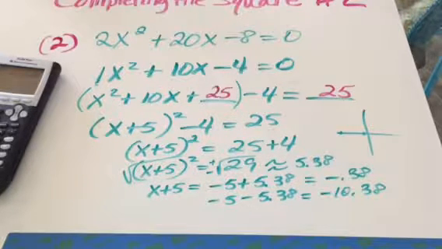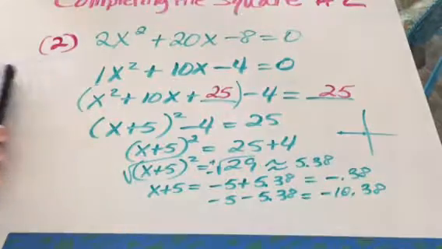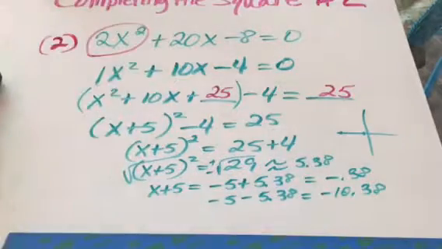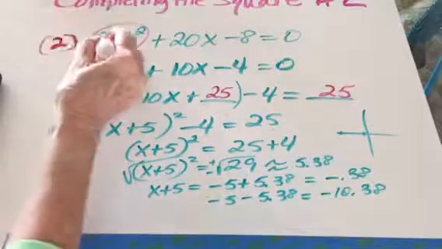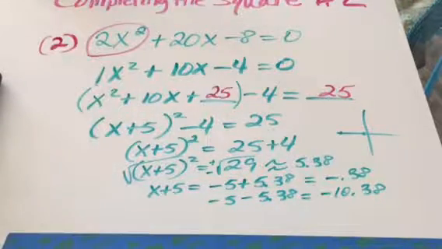Okay? So there you go. But the thing to remember on this one, guys, is this is a no-no. You can't complete the square until you get rid of that 2. All right? So that's that.